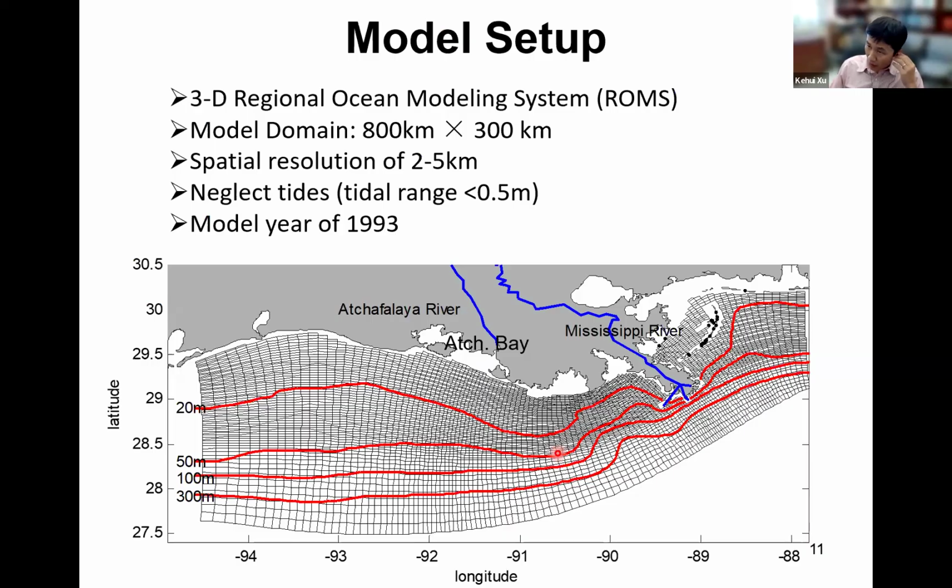Okay, regarding the model, this is the 3D model we deal with. The model domain is about 800 by 300 kilometers. Each grid cell is somewhere between 2 to 5 kilometers. We don't have any tide. We focus on the year 1993, during which there was actually a big storm event.